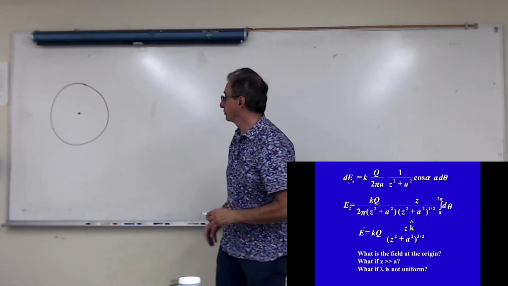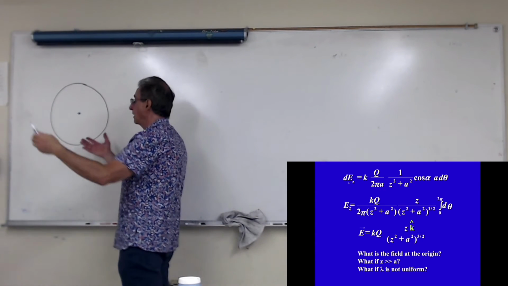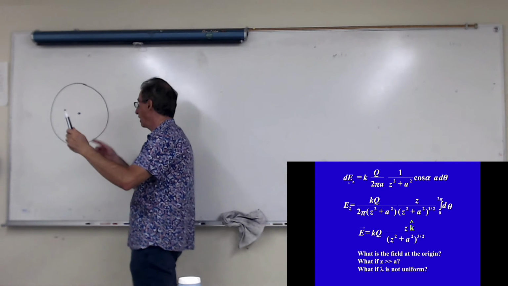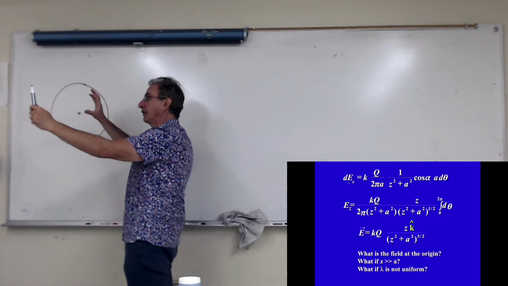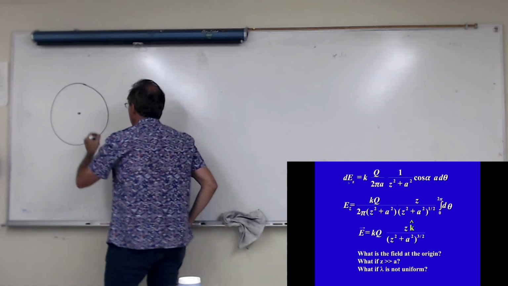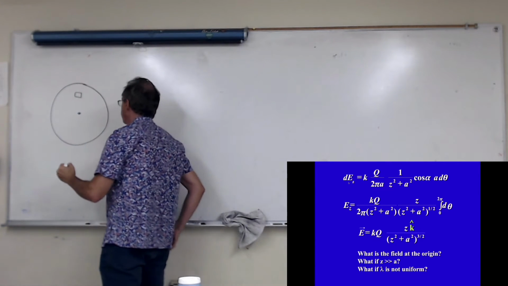What's going to change is your dq. How am I going to break this object up into a lot of pieces, or into a piece such that the electric field over that piece at this point is the same? Well, I can say, oh, let me break it up into a square. I can do that.